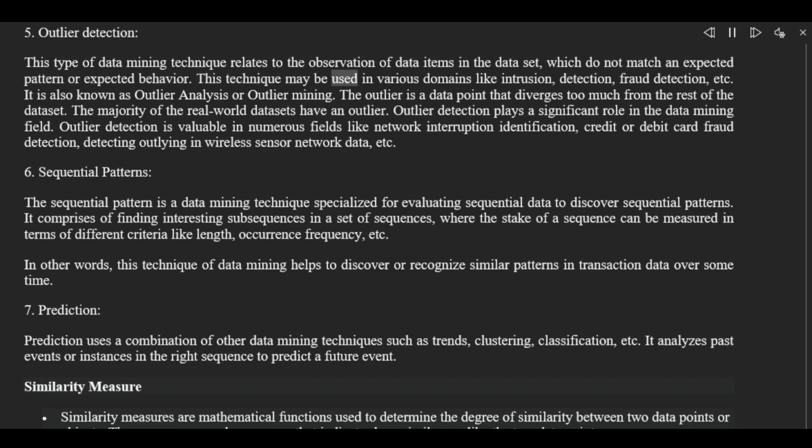This technique may be used in various domains like intrusion detection, fraud detection, etc. It is also known as outlier analysis or outlier mining. An outlier is a data point that diverges too much from the rest of the dataset. The majority of real-world datasets have outliers. Outlier detection plays a significant role in the data mining field.